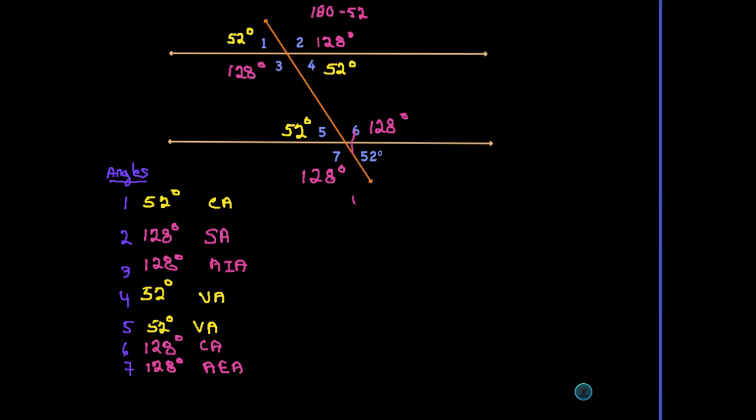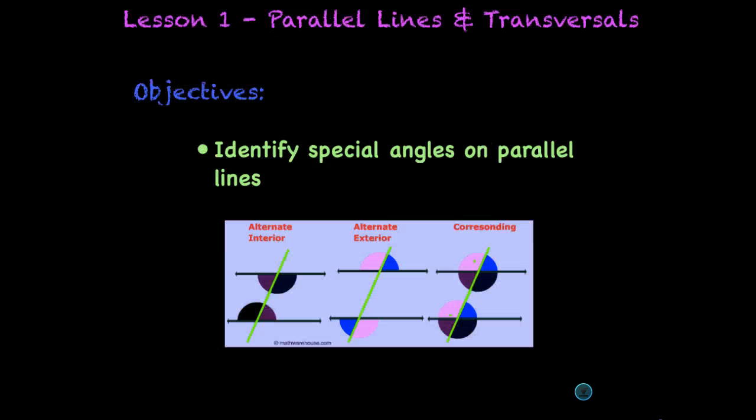Okay, that concludes our lesson today on parallel lines and transversals. So hopefully at this point you are now able to identify the different types of special angles on parallel lines, including our 3 new ones: alternate interior, alternate exterior, and corresponding. Hopefully though, you will still recognize when we have vertical angles or supplementary angles.